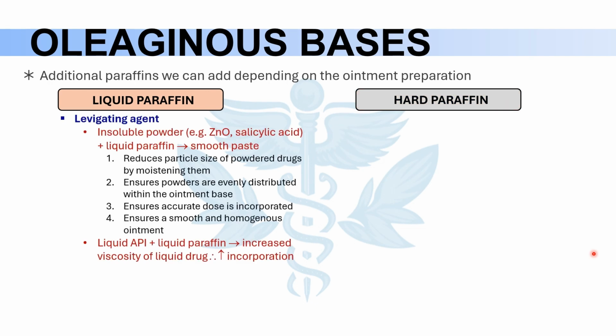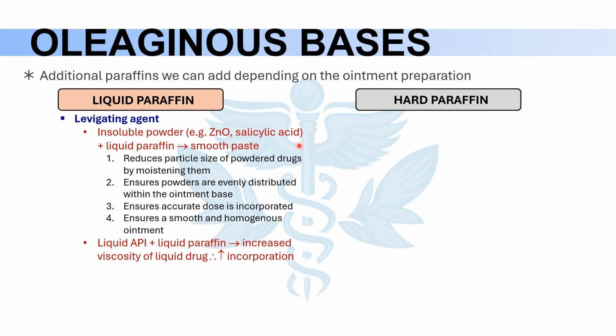Let's start with liquid paraffin. Another name for liquid paraffin is mineral oil. It can act either as a levigating agent or as a softening agent. As a levigating agent, its role varies depending on the type of drug it is mixed with, whether our drug is an insoluble powder or a liquid drug. If our drug is an insoluble powder like zinc oxide or salicylic acid, and we want to incorporate it into our ointment base, we can't just proceed to doing so without first reducing the drug particle size.